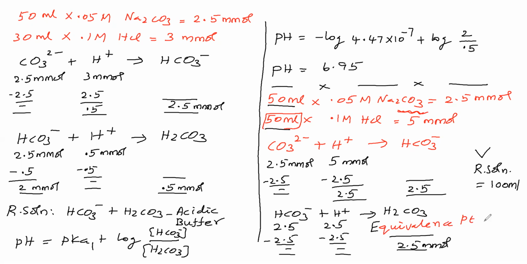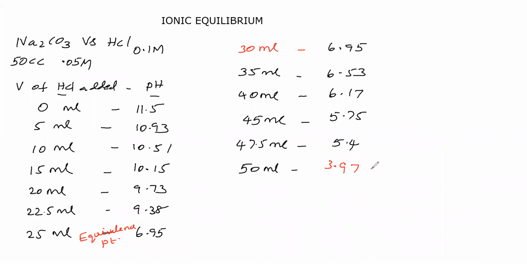Why? Because bicarbonate is completely converted into carbonic acid. H plus is not remaining. Nothing is remaining here. Bicarbonate is not remaining, H plus is also not remaining. Everything is completely converted. Therefore, it is called the equivalence point because the reaction is over. Therefore, this point we can call an equivalence point.